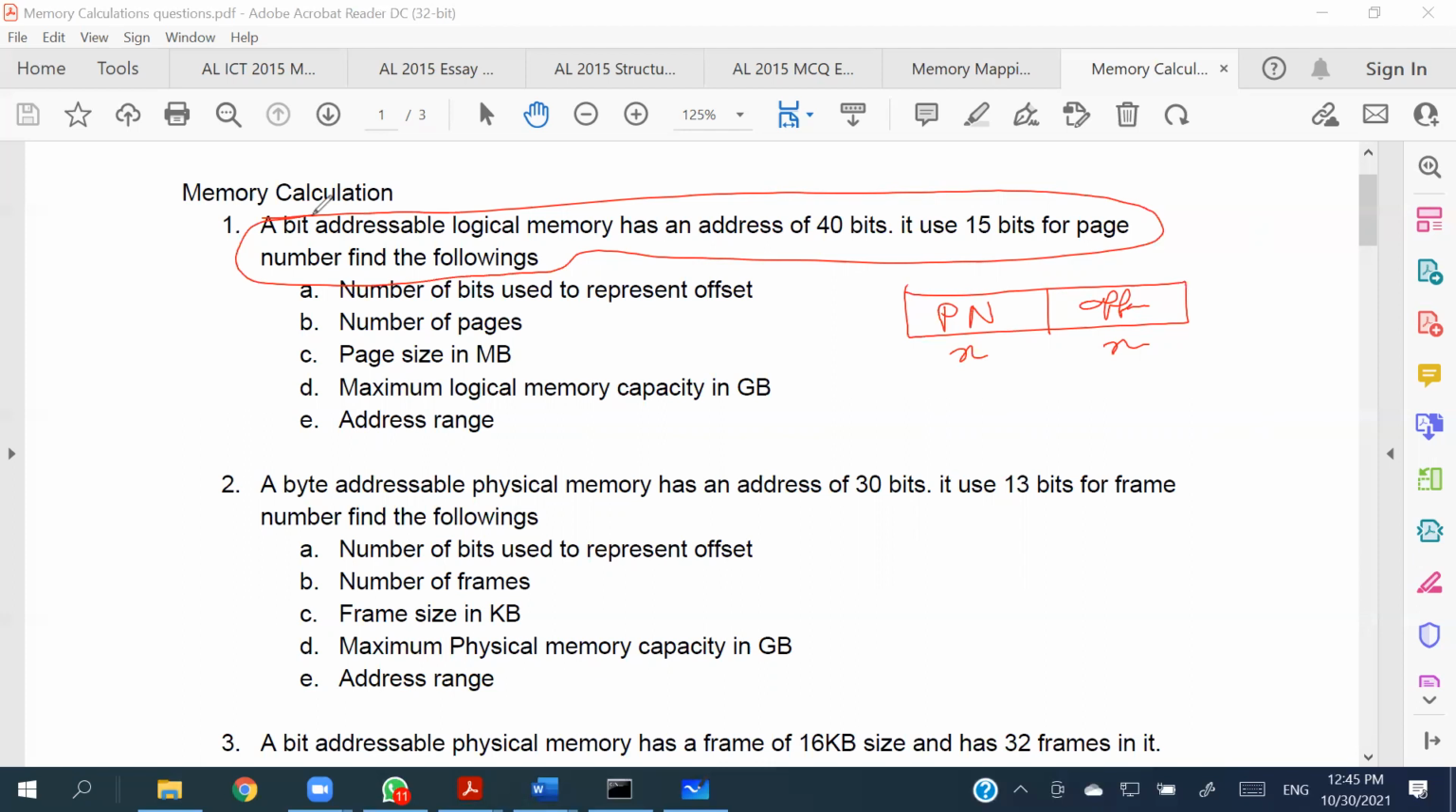And here I have asked for answers in megabytes and gigabytes and so on, not just in bits and bytes, right? So to answer in bigger units, you need to know how the unit conversion is done. First I'm going to tell you how the conversion happens. There's a very simple trick for that. Then you can try these questions, right?